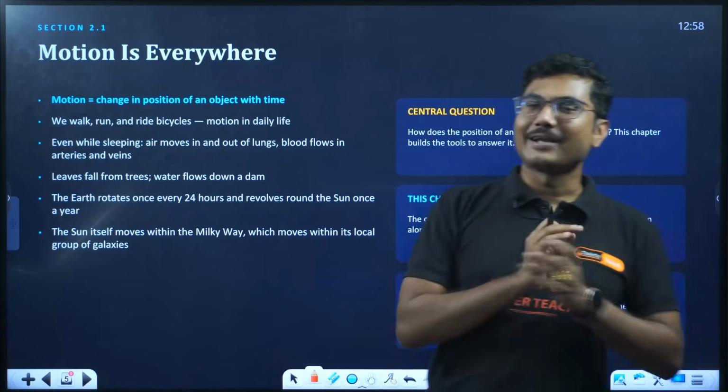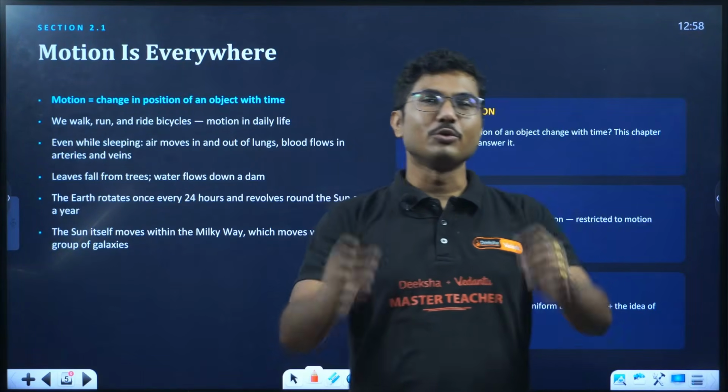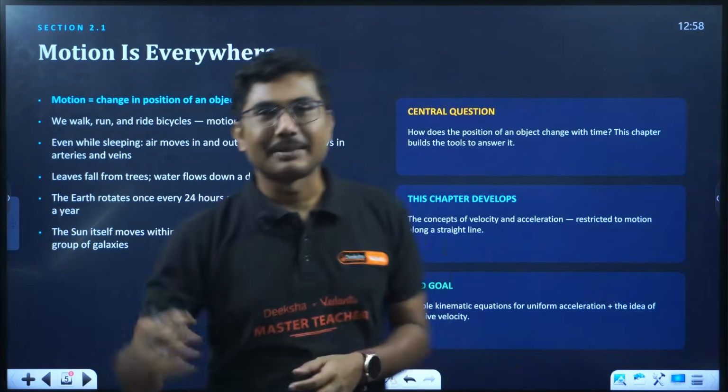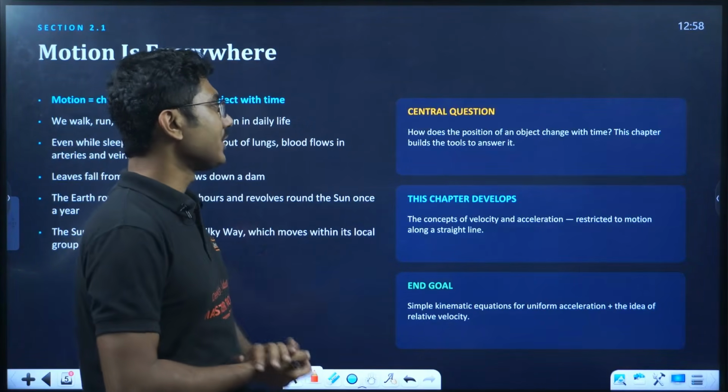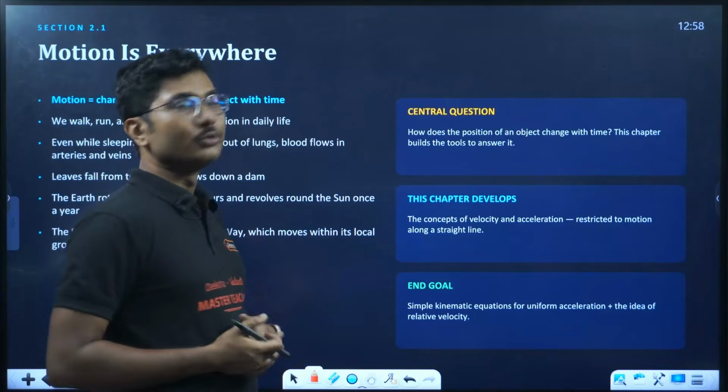So basically that means wherever we are, we are always in motion. Motion is the most common thing, rest is the exception. Now the central question: how does the position of an object change with time? This chapter builds tools to answer it.